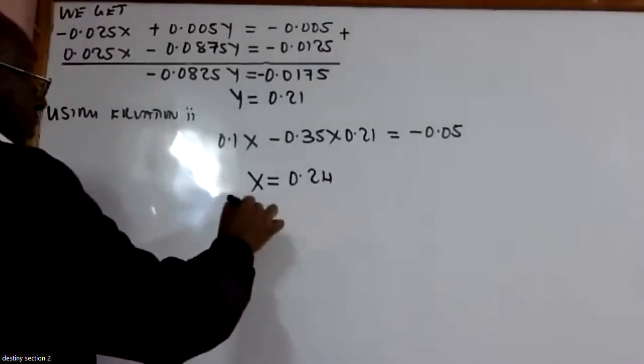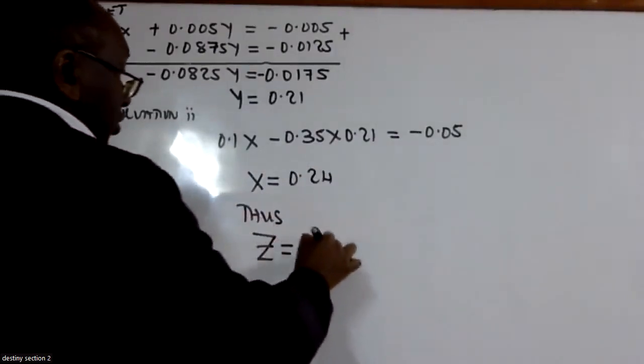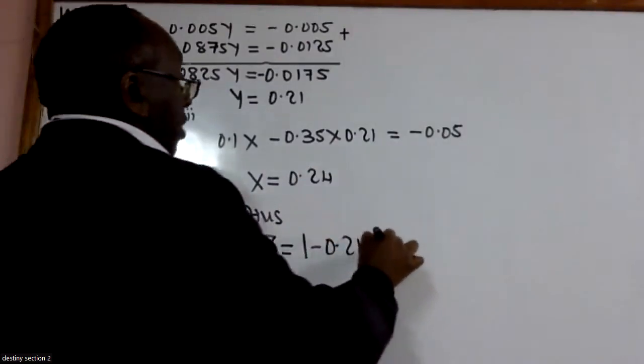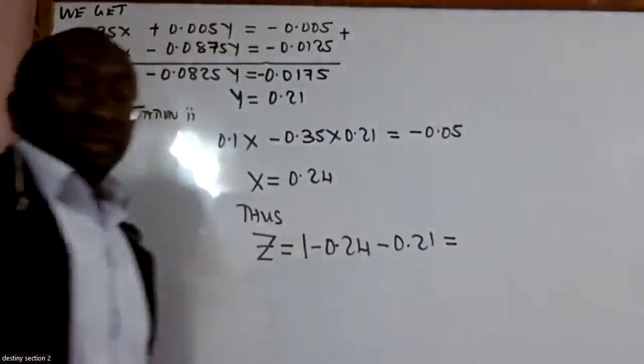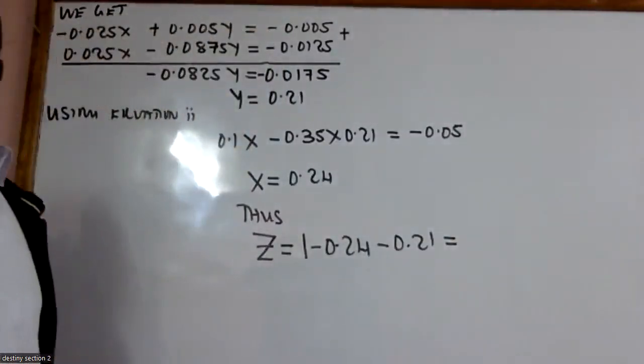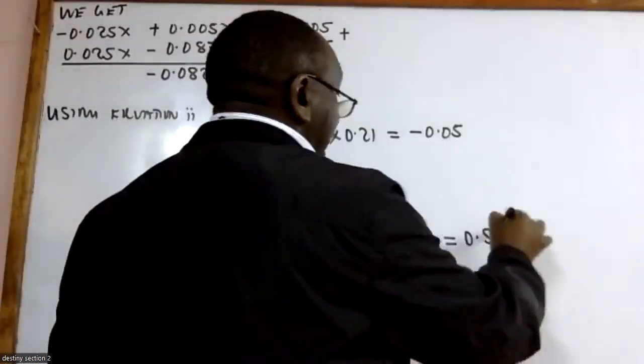0.24. Thus, z should be equal to 1 minus 0.24 minus 0.21. That gives us what? 0.55. 0.55.